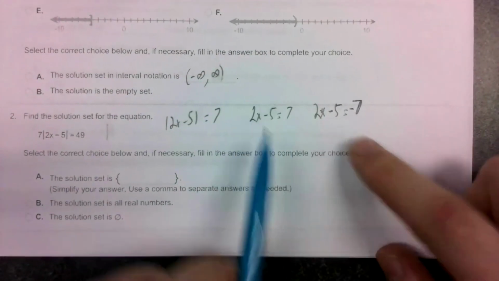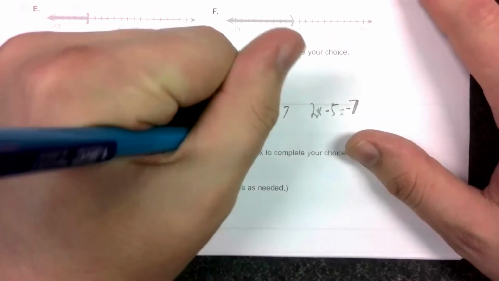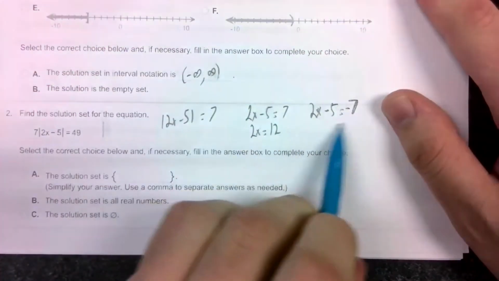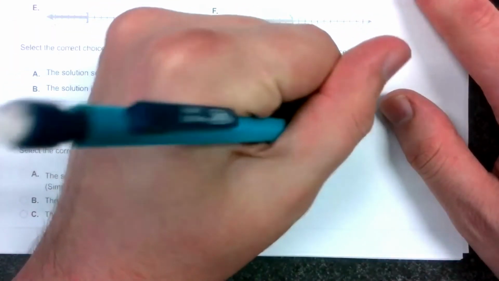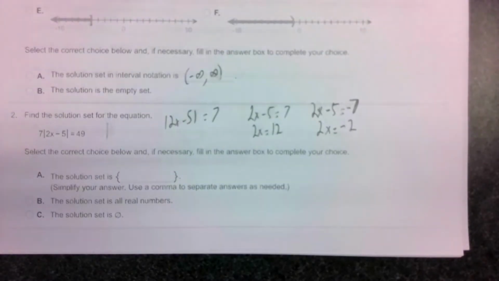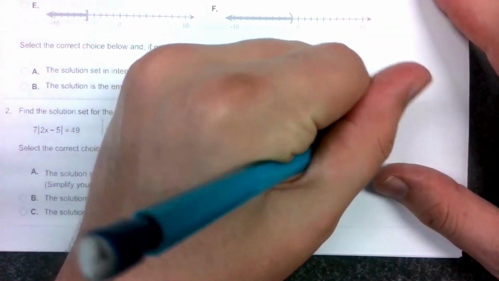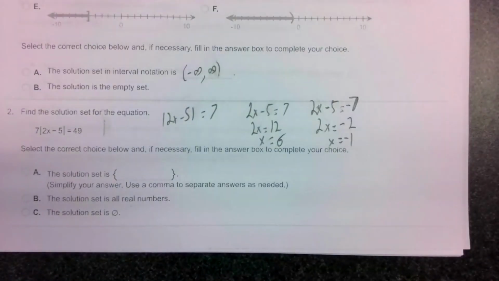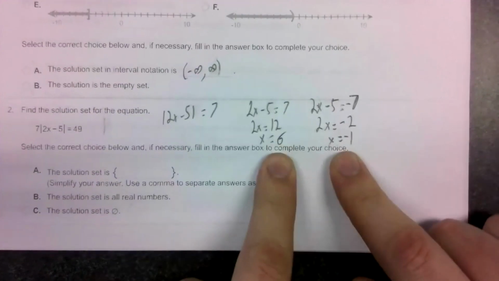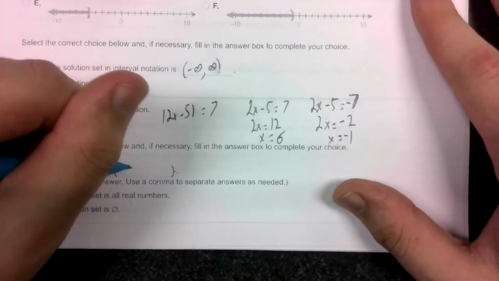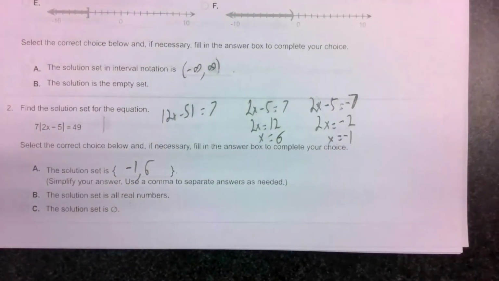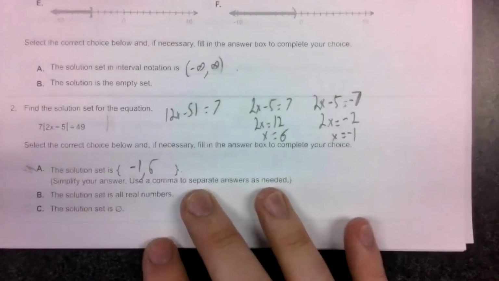So we add 5 on both of them. So we get 2x equals 12 and 2x equals negative 2. Divide by 2 on both sides. We get x equals 6 here and x equals negative 1 here. So my solution set is going to be these two numbers. So negative 1 and 6. And that'll be letter A.